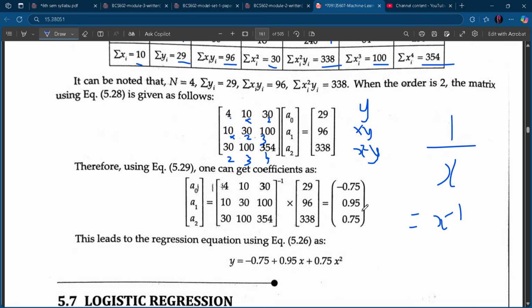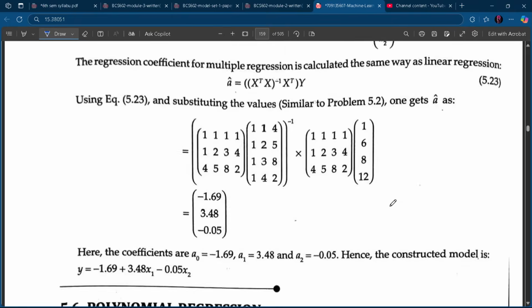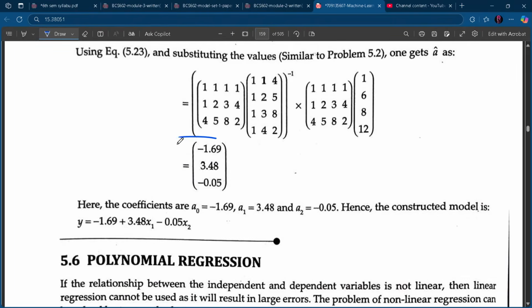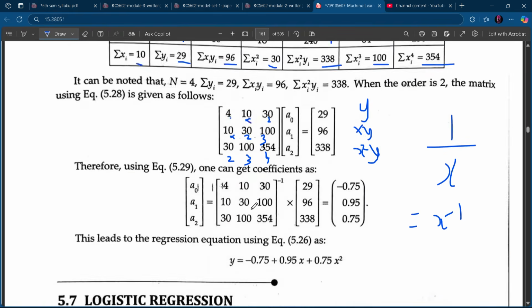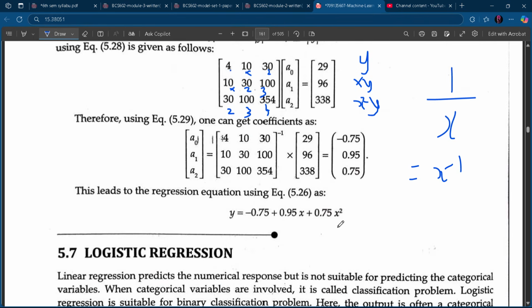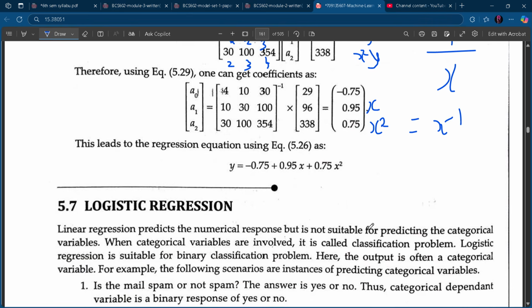Once we memorize the answer, it is very simple: minus 0.759575. Simple, right? In the previous multiple linear regression, the values were minus 1.69, 3.48, minus 0.05, like that. Here it is very easy, 759575. So again, y equals minus 0.5 plus 0.95x plus 0.75x square. That's it. Polynomial regression, very easy, right?